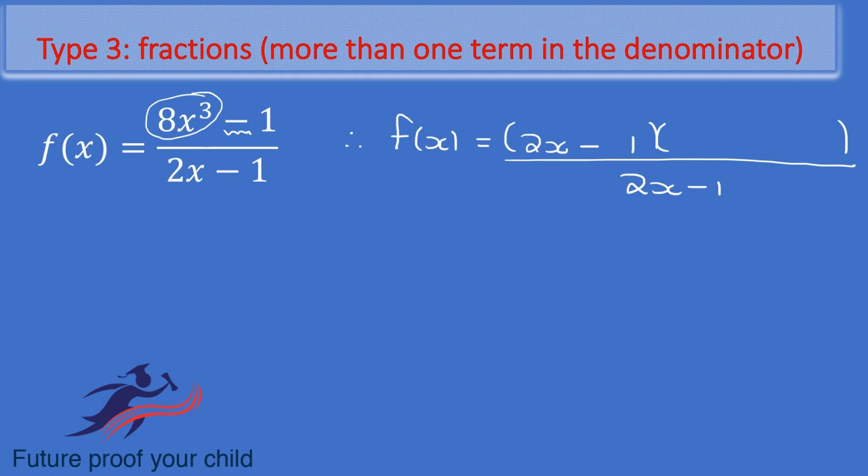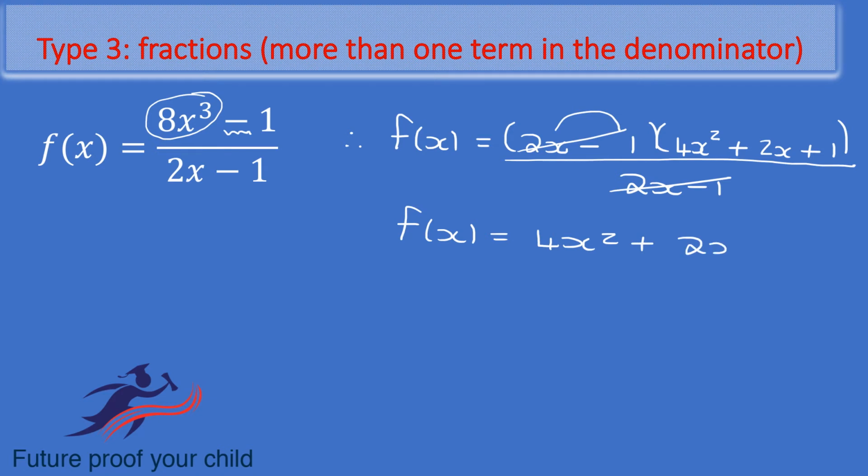Cube root of 1 is 1. Then we take the first term, we square it. 2x squared becomes 4x squared. Opposite sign, so it's a positive. Multiply the two terms, so it's 2x. Always positive, and 1 times 1 is 1. Please remember, you can't factorize the quadratic expression that you get over there. Then you can actually cancel those. So f of x equals 4x squared plus 2x plus 1, and then you are ready to differentiate.